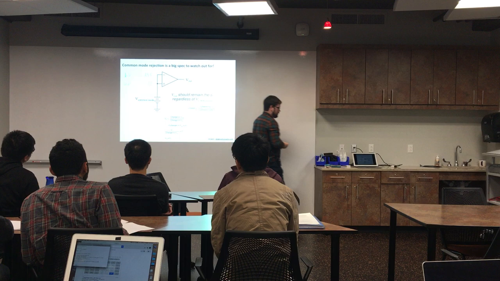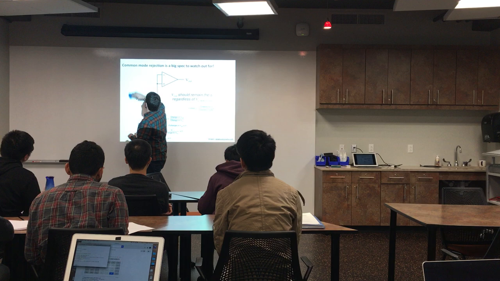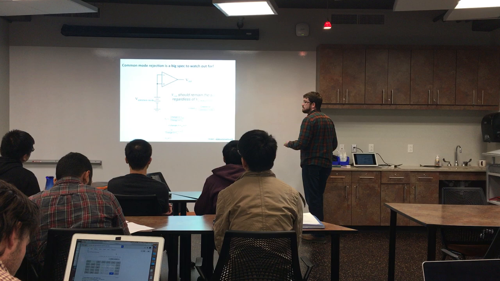Most of the common mode rejection ratios are very high, you know, like 90 dB or something. But something to watch out for. You want to try to keep the common mode down if you can by, say, AC coupling a signal instead of DC.